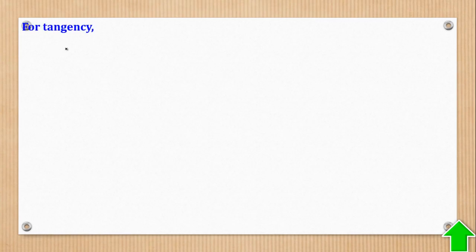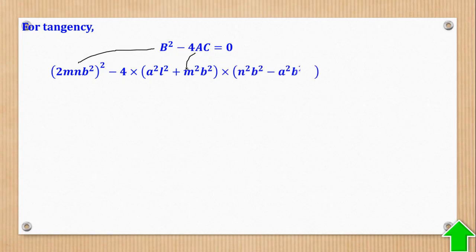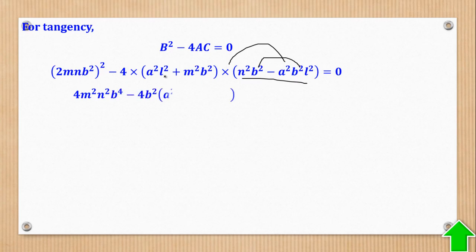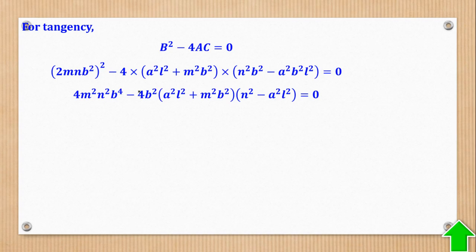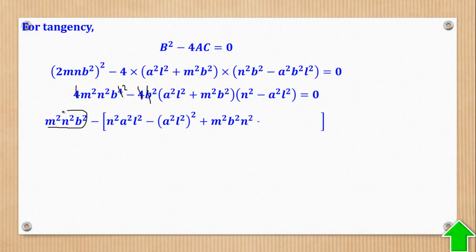So for tangency, we have repeated roots. Then I'll substitute for a, b, and c. From there, I realize that b squared is common, so I can pull it out to come up with 4b squared outside. Then this remains as it is, and this becomes that. Now this 4 can cancel, and this b squared can reduce this to 2. So I'll come up with m squared n squared b squared.